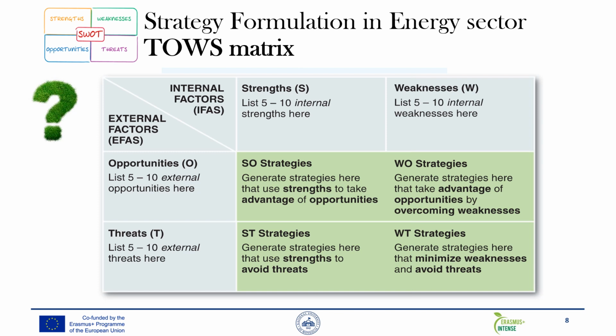For example, Mongolia has a potential of renewable energy sources, which is the biggest S. Also, the global trend of promoting renewables can become the strongest O for Mongolia. In this case, the SO strategy will be, by using its renewable energy resources, Mongolia can attract investment in renewables from the global market.